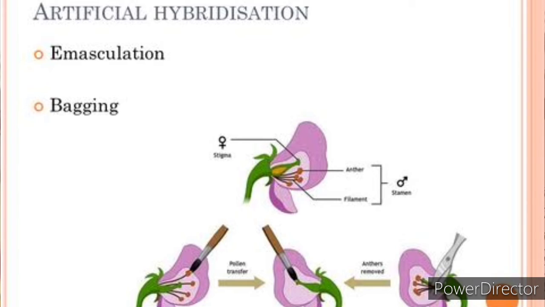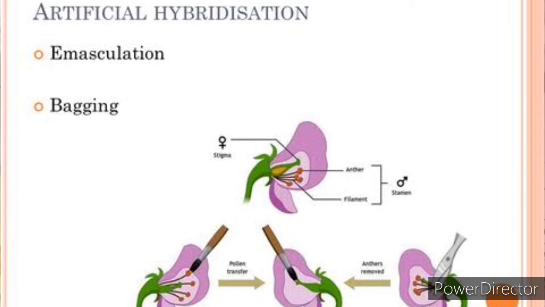Now, if the female parent bears bisexual flowers, removal of anthers from the flower bud before the anther dehisces using a pair of forceps is necessary, and it is referred to as emasculation. So emasculation means when the plant is bearing bisexual flowers, with the help of forceps or a pair of scissors, we remove the anther before it dehisces.